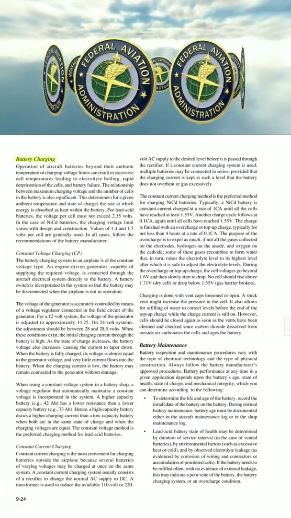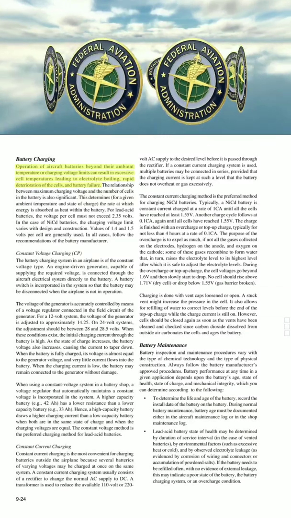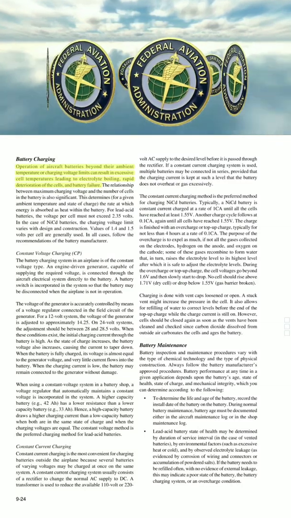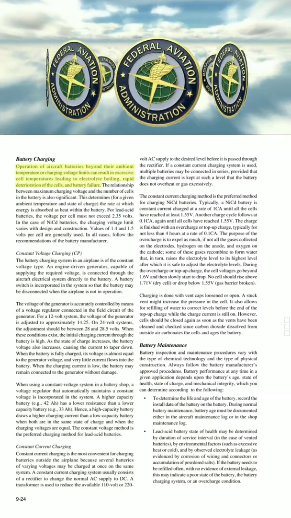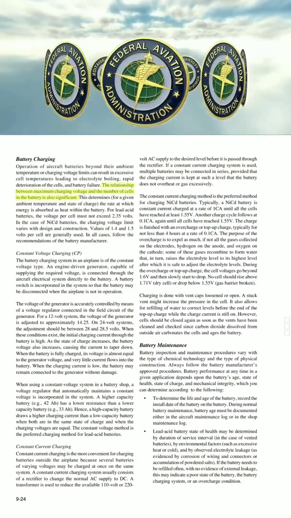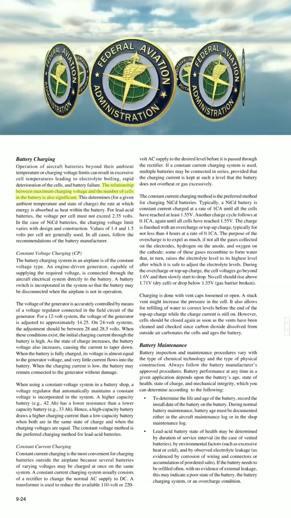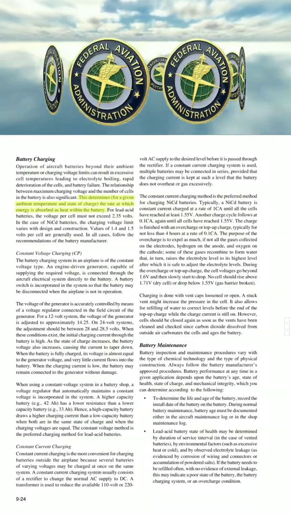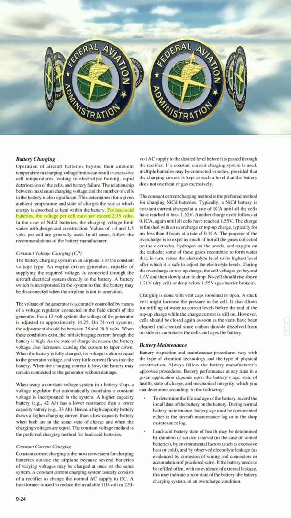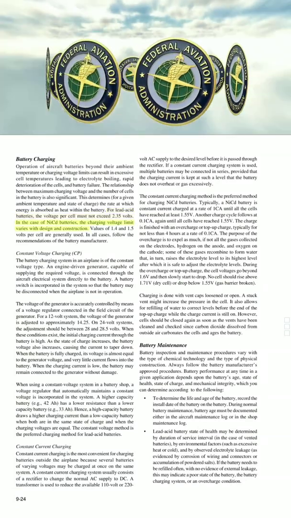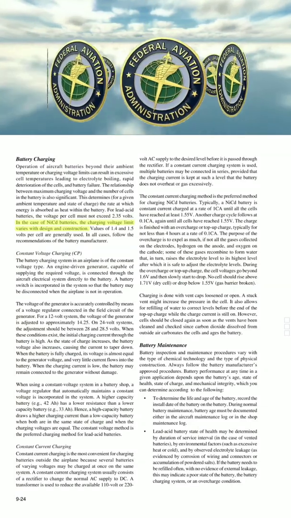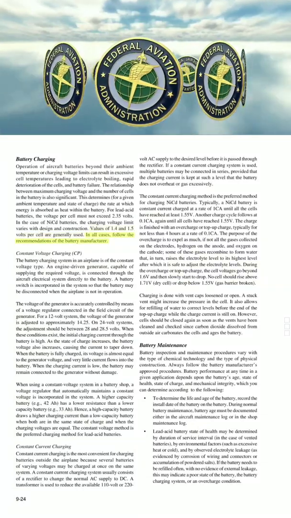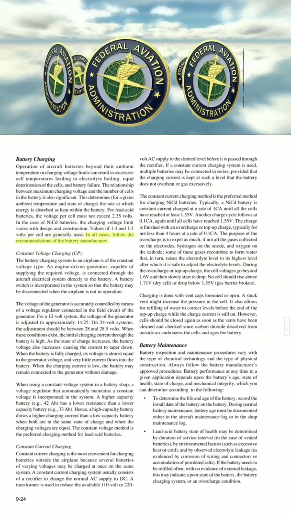9-23. Battery charging. Operation of aircraft batteries beyond their ambient temperature or charging voltage limits can result in excessive cell temperatures leading to electrolyte boiling, rapid deterioration of the cells, and battery failure. The relationship between maximum charging voltage and the number of cells in the battery is also significant. This determines, for a given ambient temperature and state of charge, the rate at which energy is absorbed as heat within the battery. For lead-acid batteries, the voltage per cell must not exceed 2.35 volts. In the case of NiC batteries, the charging voltage limit varies with design and construction. Values of 1.4 and 1.5 volts per cell are generally used. In all cases, follow the recommendations of the battery manufacturer.